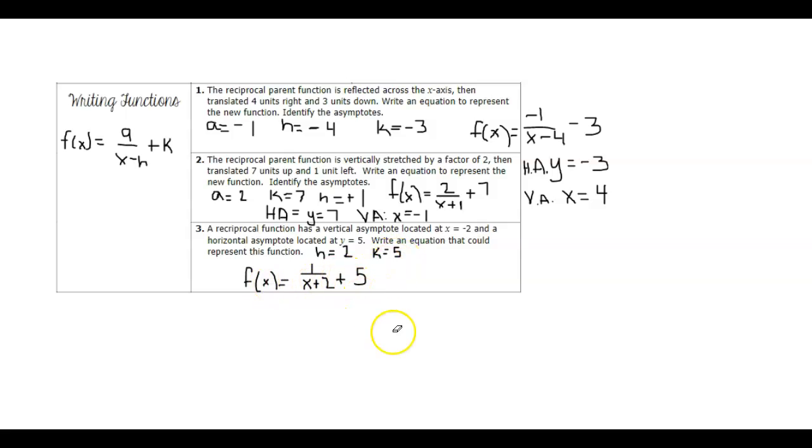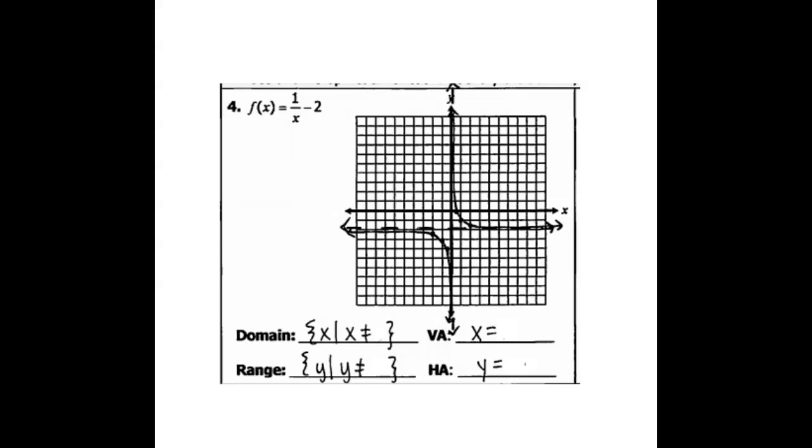So when I write the function f of x equals 1 over x plus 2 plus 5, the big thing is just paying attention to your h value, making sure that it's that opposite effect. All right, guys, we're going to move on.